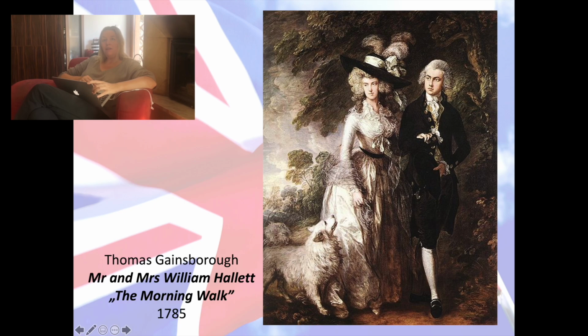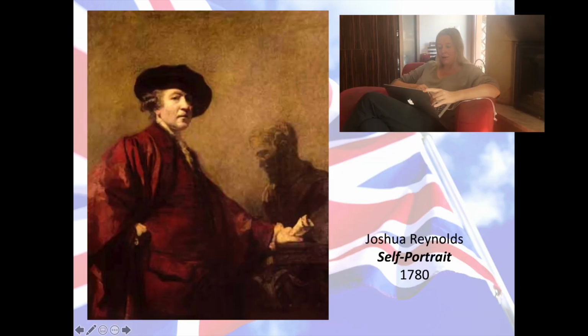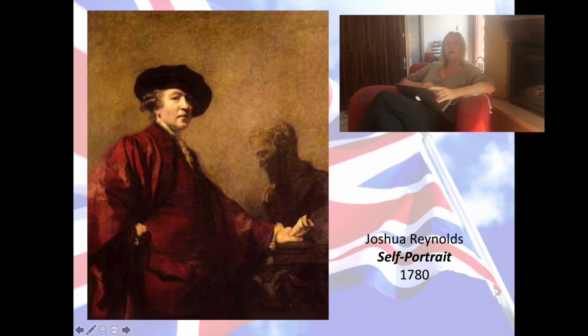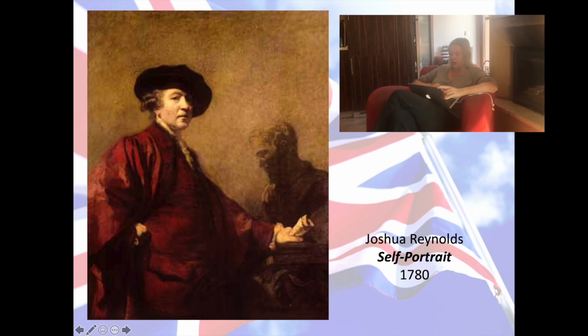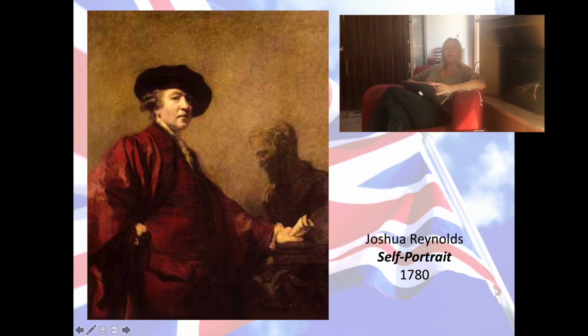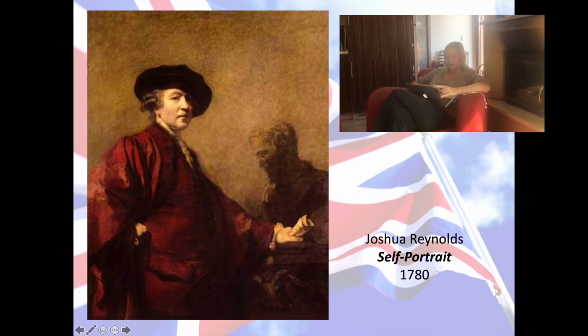When Joshua Reynolds wanted to paint his self-portrait, he chose to portray himself as an intellectual with the tools of his trade. So with some books, with classical sculpture behind him. So he is an artist rather than a good husband.